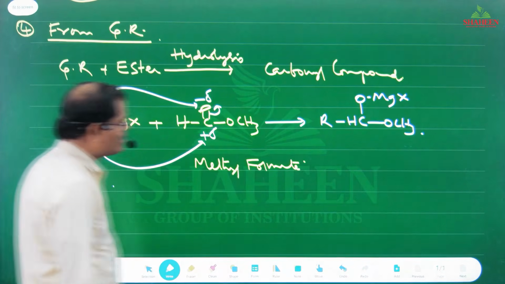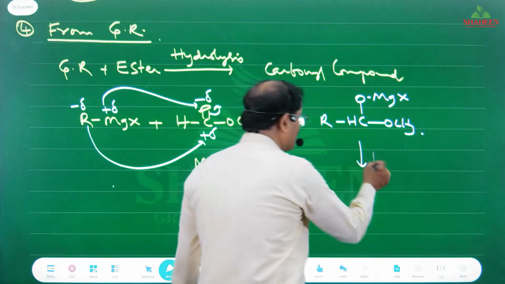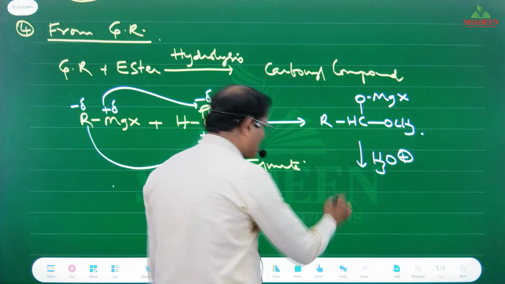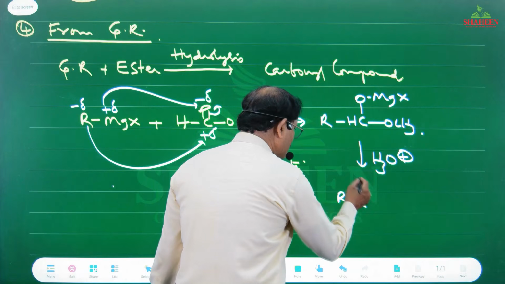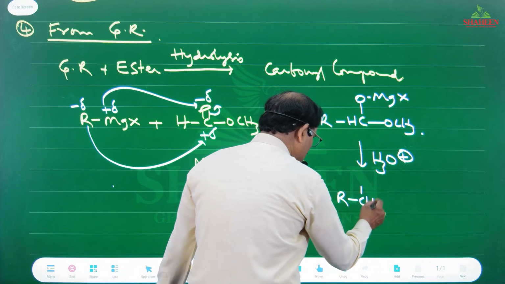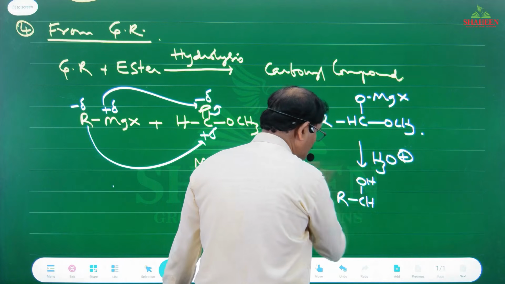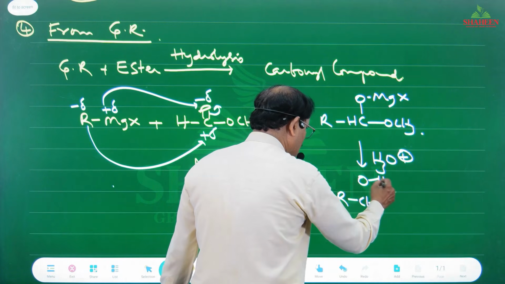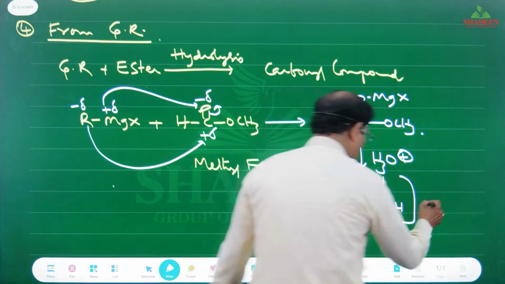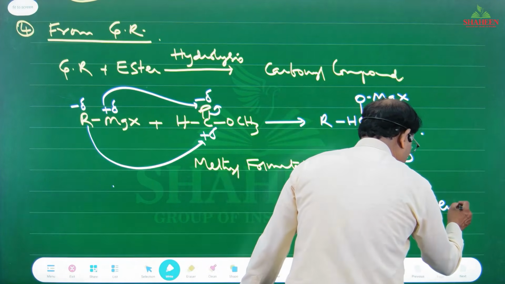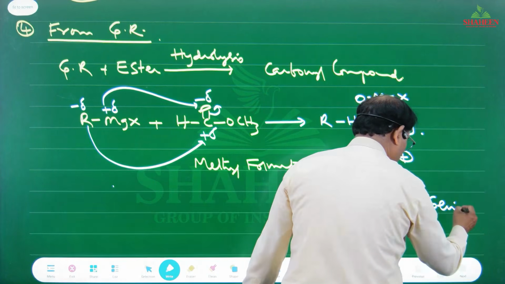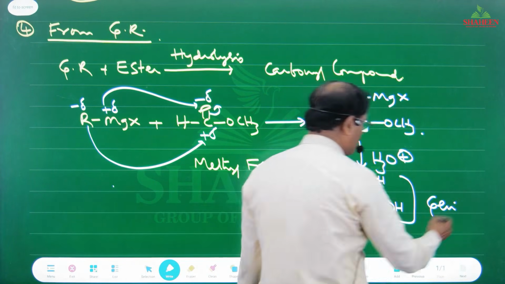On hydrolysis, both groups participate in hydrolysis and can give a gem-diol. Gem-diol means two hydroxy groups on the same carbon. This is called gem or geminol diol. Gem-diol is also correct.